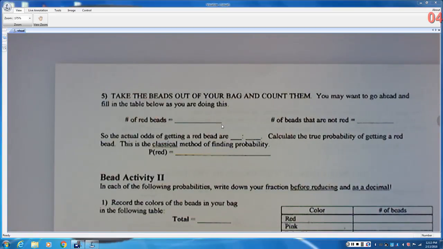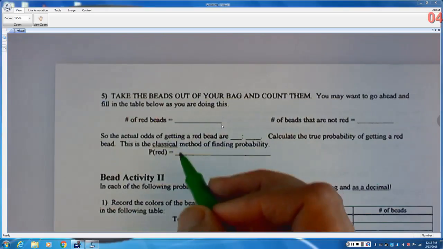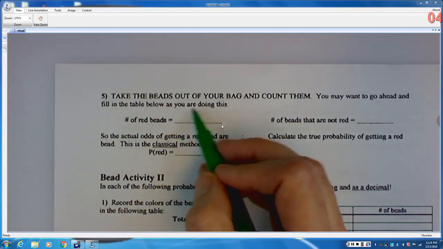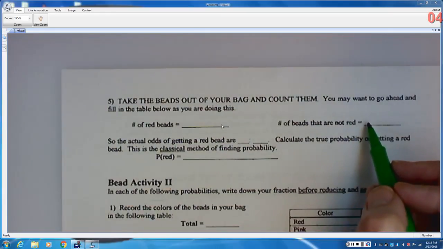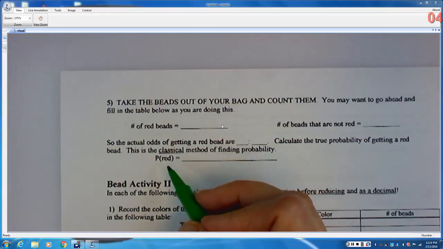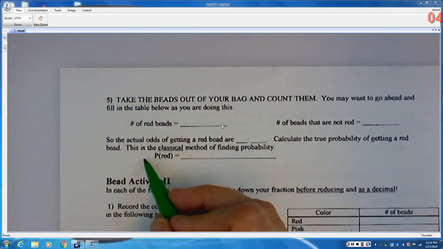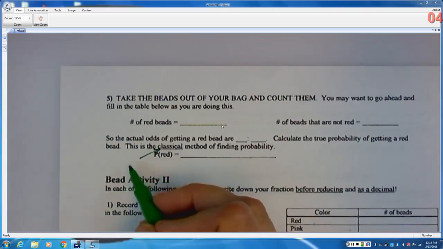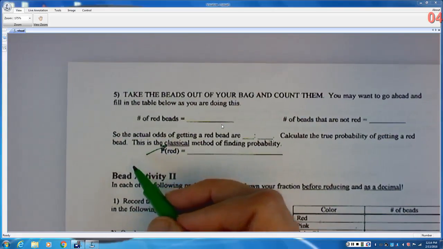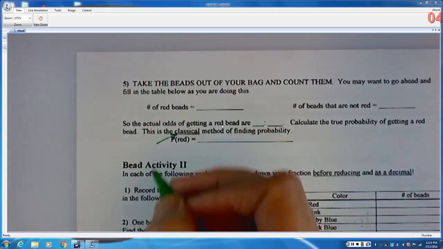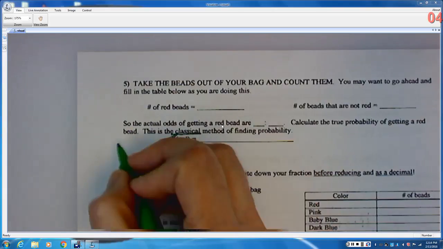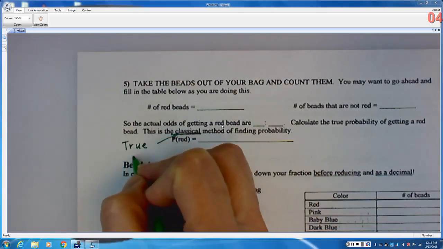And then on the next page, you're going to carefully take your beads out of the bag and put them on a paper plate. Don't just dump them. They're going to go all over the place. So you're going to have to maybe reach in and take them out and put them carefully on the plate. And then you're going to actually sort them and count the number of red beads and count the beads that are not red. And then this will be your true probability or the classical probability. And I don't know how many beads are in my bag, so this is a classical method. This is the true probability.